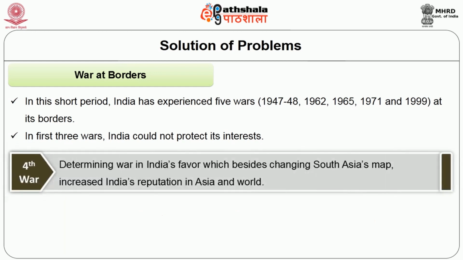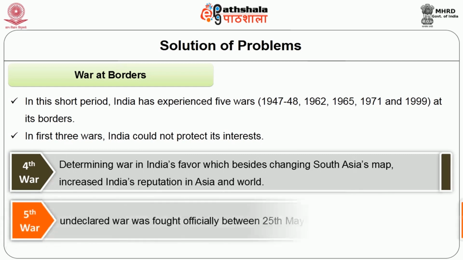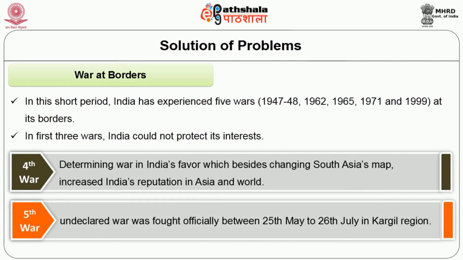But the fourth war was a determining war in India's favor, which besides changing South Asia's map, increased India's reputation in Asia and the world. The fifth undeclared war was fought officially between 25th May and 26th July in Kargil.